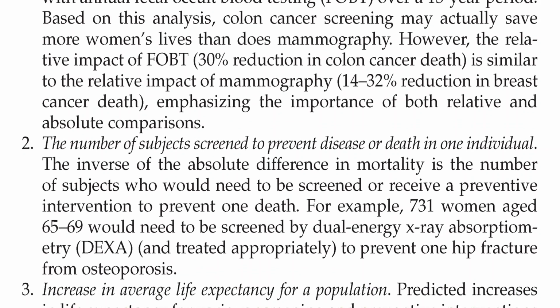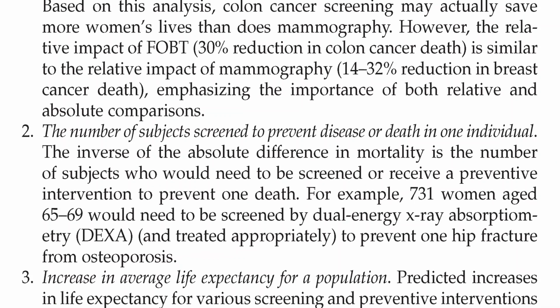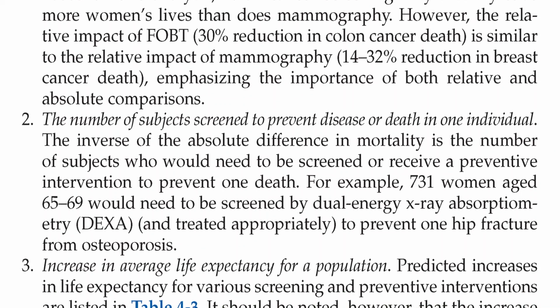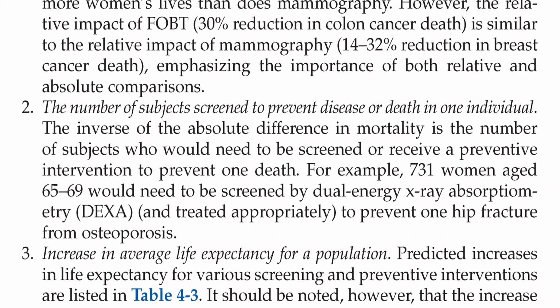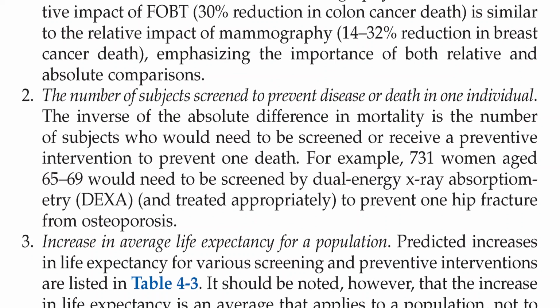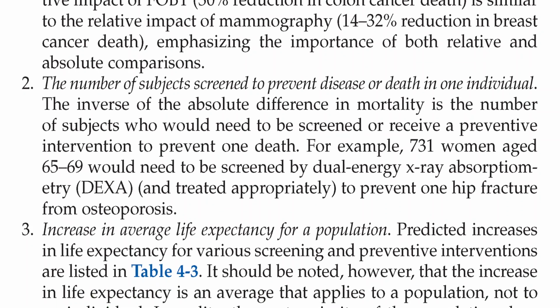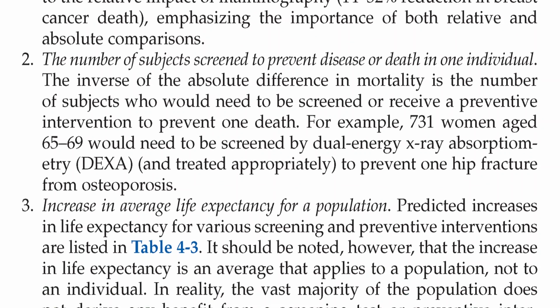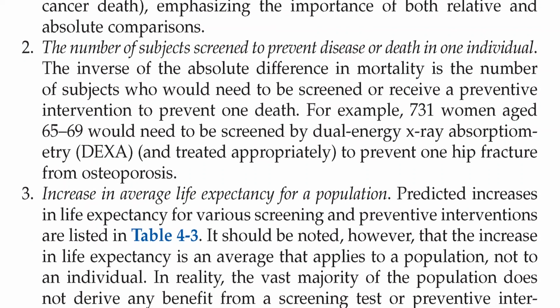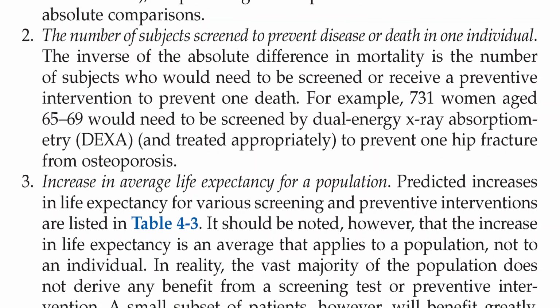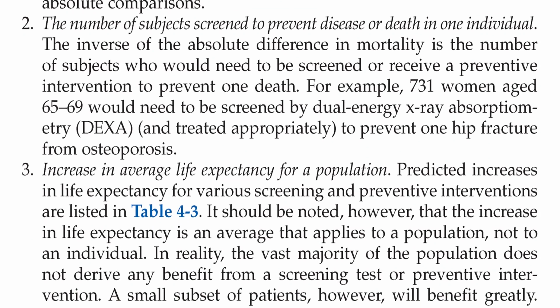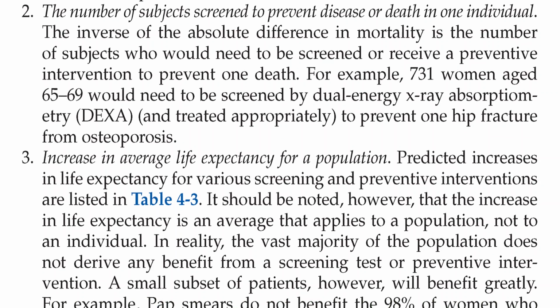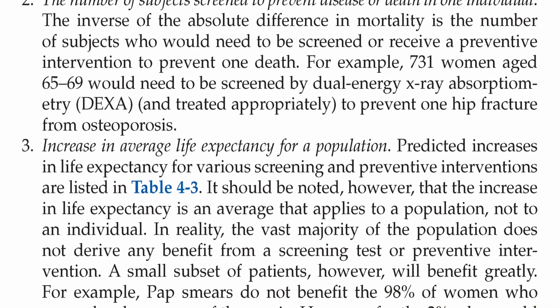2. The number of subjects screened to prevent disease or death in one individual. The inverse of the absolute difference in mortality is the number of subjects who would need to be screened or receive a preventive intervention to prevent one death. For example, 731 women aged 65 to 69 would need to be screened by dual energy X-ray absorptiometry, DEXA, and treated appropriately, to prevent one hip fracture from osteoporosis.